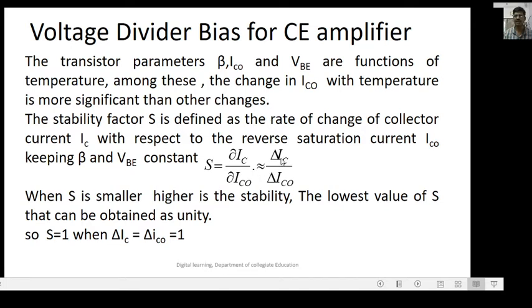That is equal to the change in collector current to the change in reverse saturation current in the transistor. When S is smaller, higher is the stability. So the lowest value of S that can be obtained is unity. So S is equal to 1 when delta IC is equal to delta ICO. To achieve higher stability of the transistor or the circuit, S must always be equal to 1. Therefore we can achieve the stability of the circuit.